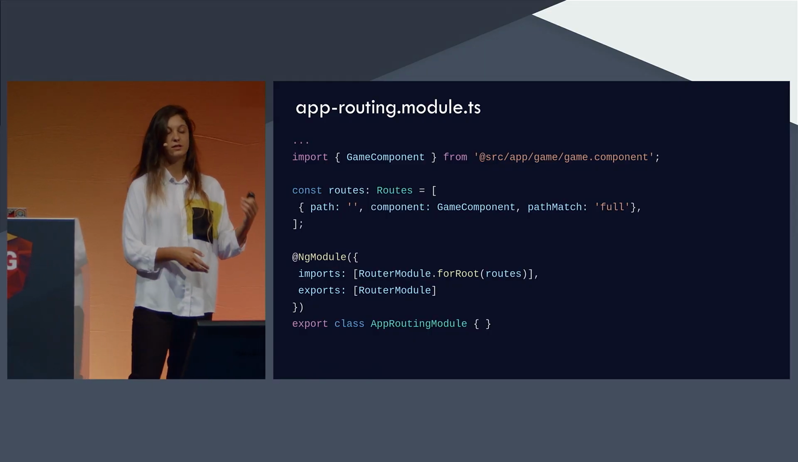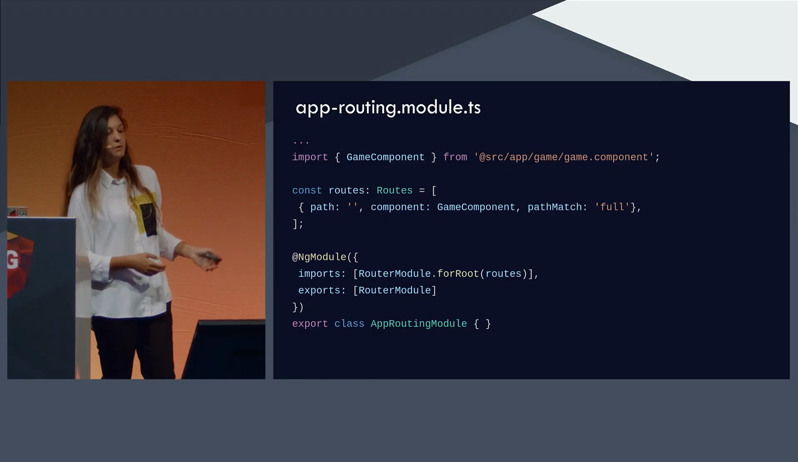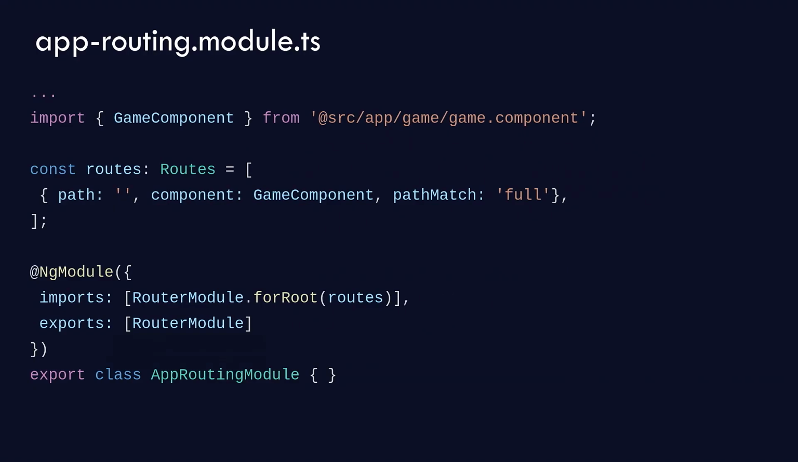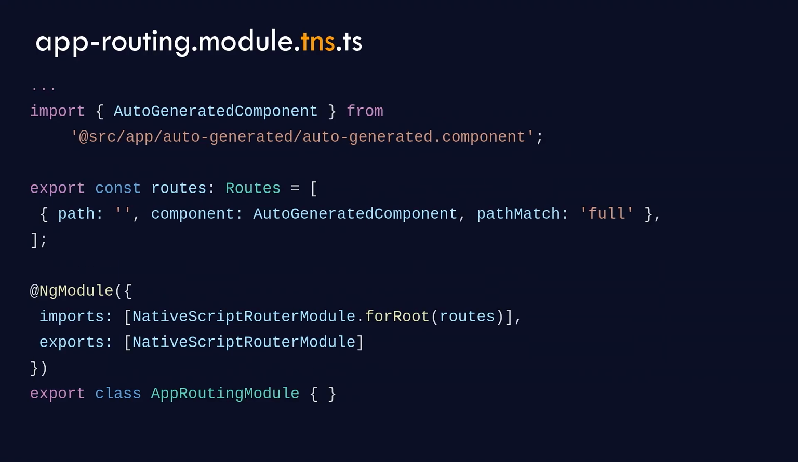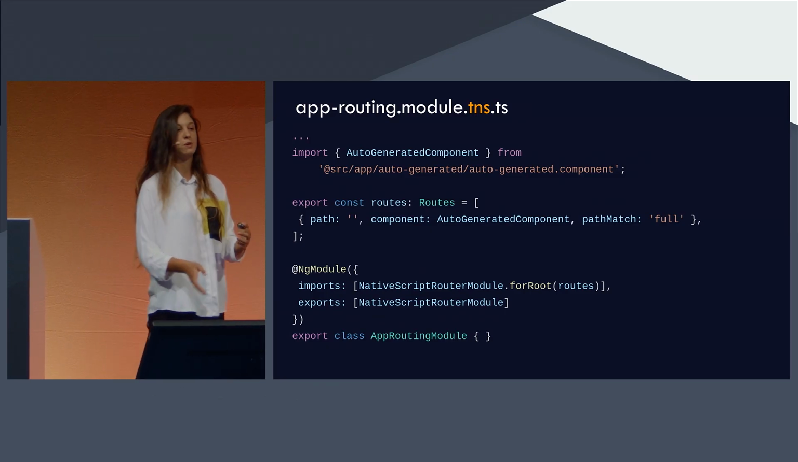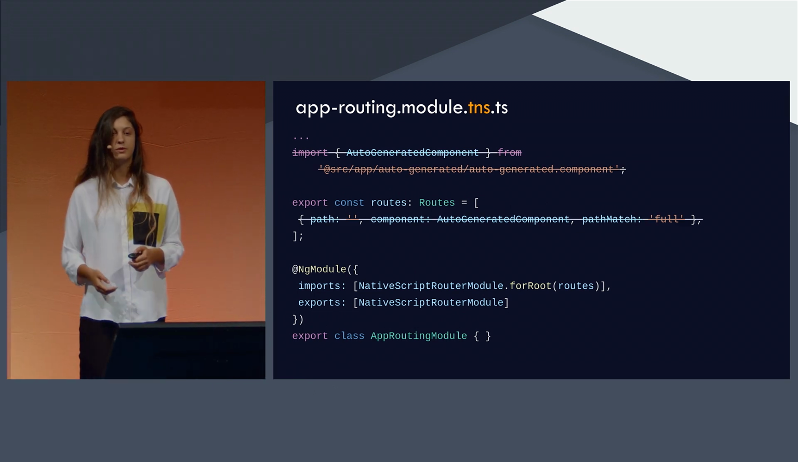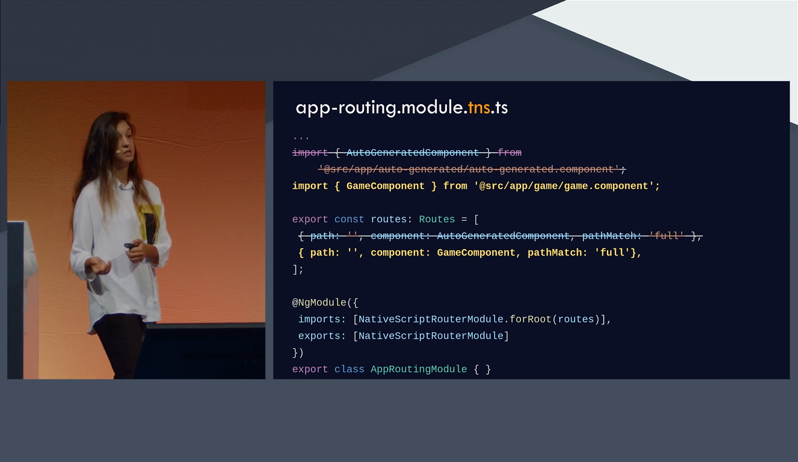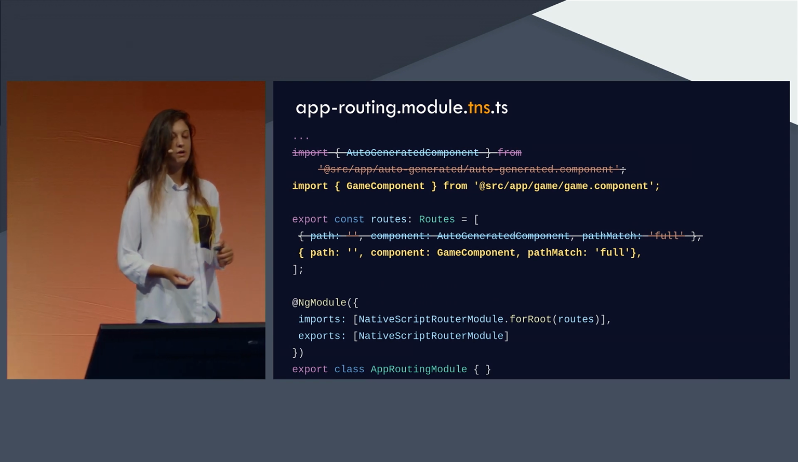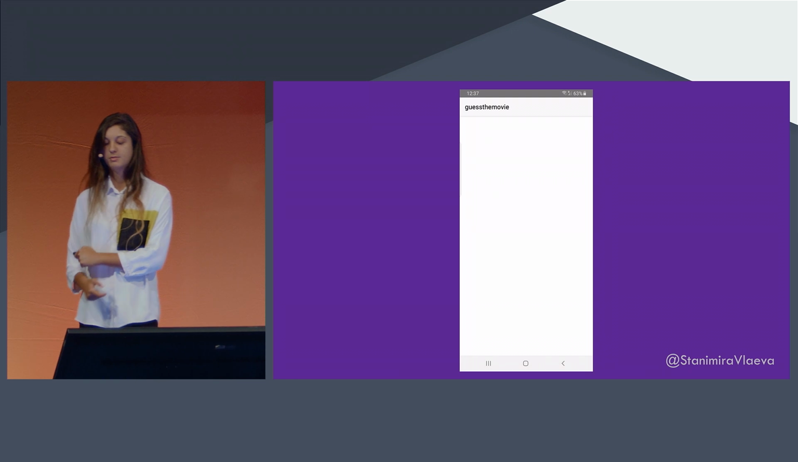So how do we convert it? If we take a look at the app routing module, that is the routing module for web, we're going to see that we have a single component called the game component. And if we peek into the app routing module for NativeScript that was auto-generated by ng add, we're going to see that we have some auto-generated component. And this is what we see on the screen. So the easiest thing to do is to remove the auto-generated component and replace it with the game component. And what we're going to see here is pretty much nothing.